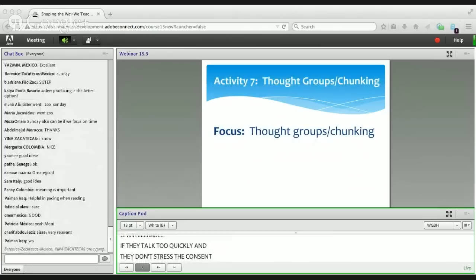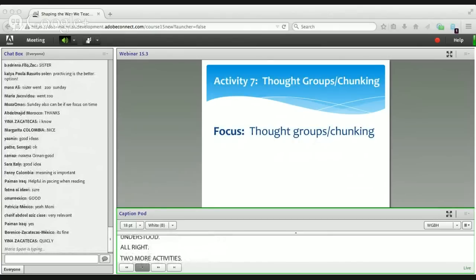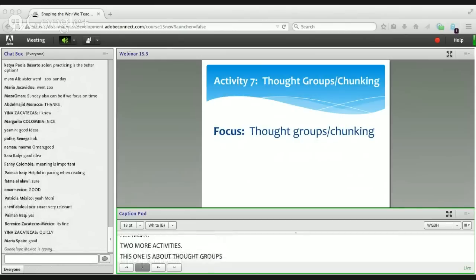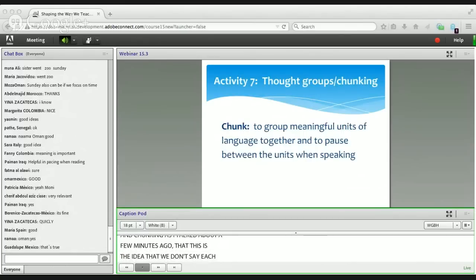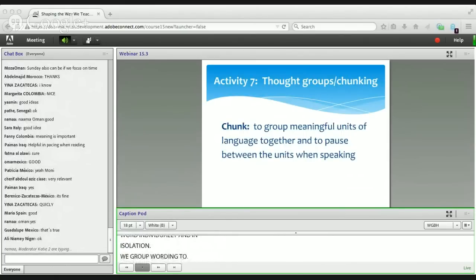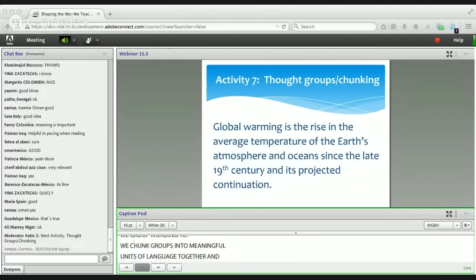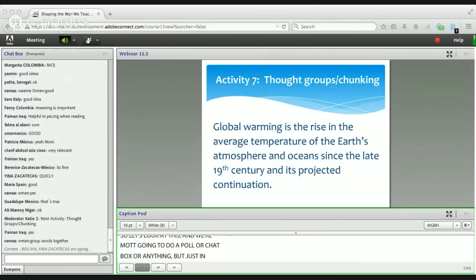All right, two more activities. This one is about thought groups and chunking, as I talked about a few minutes ago, the idea that we don't say each word individually and in isolation. We group words together, we chunk groups into meaningful units of language together, and pause between units when speaking. So let's look at this, and we're not going to do a poll or chat box or anything, but just in your head, follow along and listen, and think about where I'm pausing. Listen for where I'm pausing, okay?